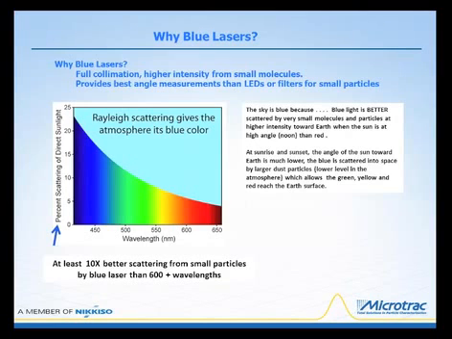So one of the questions is, why use blue lasers? Well, blue lasers provide for full collimation rather than trying to use LEDs or bandpass filters. It provides an extremely high intensity from the small molecules. If you'll notice, I've got a drawing here showing the differences in how light is scattered from smaller objects. And as we get down here into the 405 nanometer range, you can see the scattering from the smaller particles is much greater than what you'll find out here.